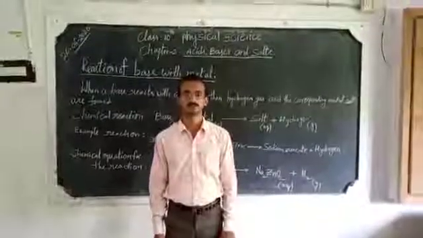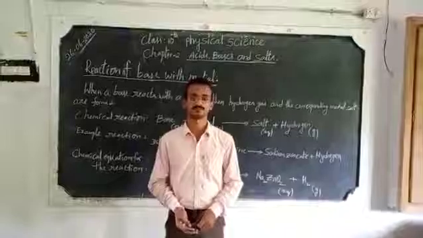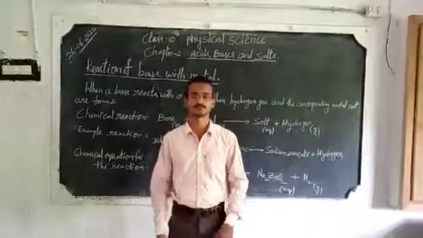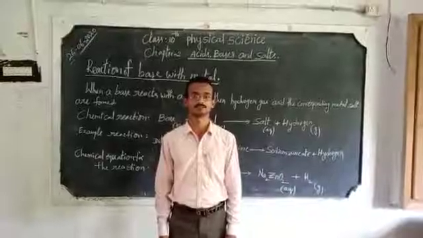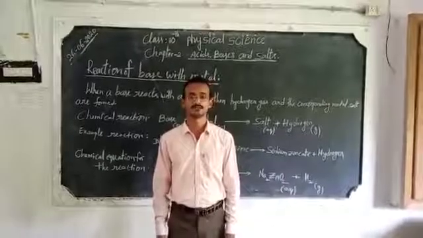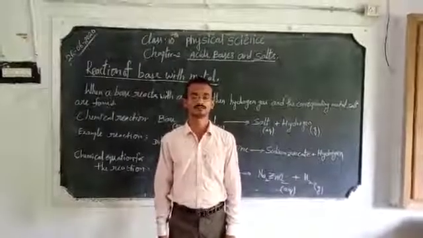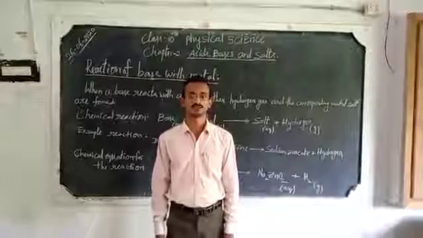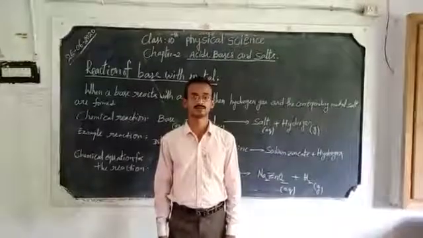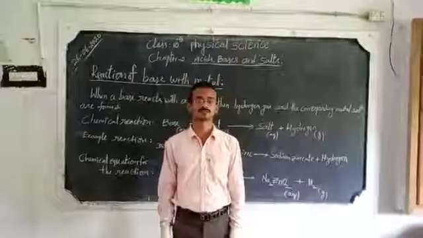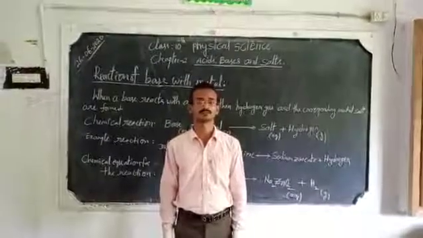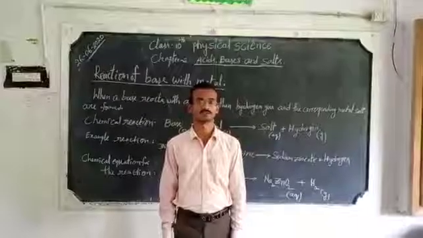Students, today I want to continue the topic acids, bases and salts from the 10th class physical science. In the earlier class I told you some basic concepts regarding this chapter, and moreover we have seen a lab activity which involves the reaction of an acid with a metal. When an acid reacts with metal, hydrogen gas and corresponding metal salts are formed.